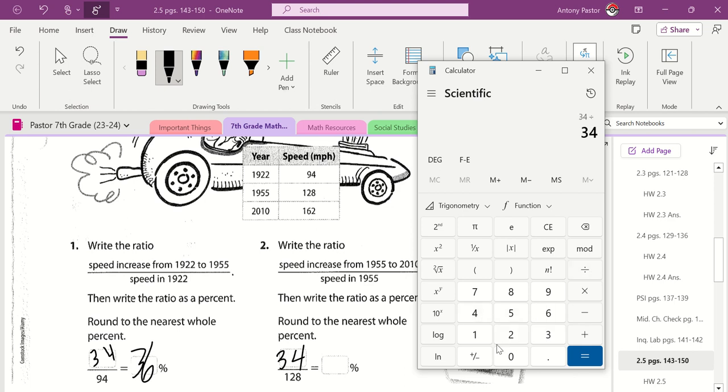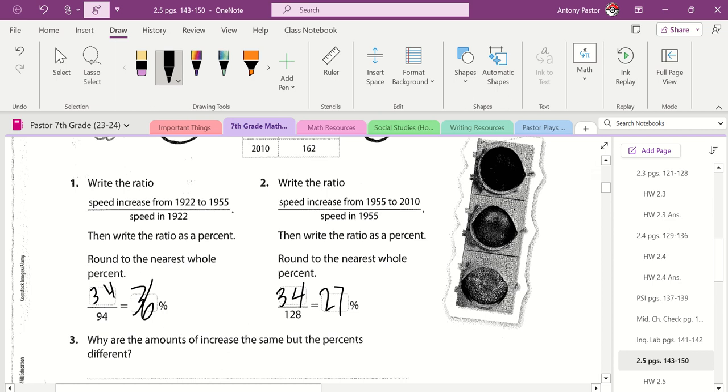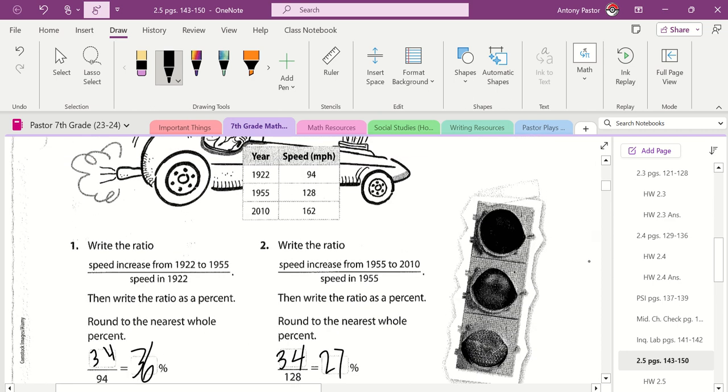34 divided by 128 now will give me 0.265. The decimal will jump twice to the right, which will make 26.5, which will actually have to round up to 27. So that is an increase of 27%. Therefore, there was a bigger jump percentage-wise from 1922 to 1955, where it went up 36%. However, it only went up 34 miles an hour. And here it also went up 34 miles an hour, but here it was 27% of an increase, even though it was the exact same amount of miles per hour that it went up.